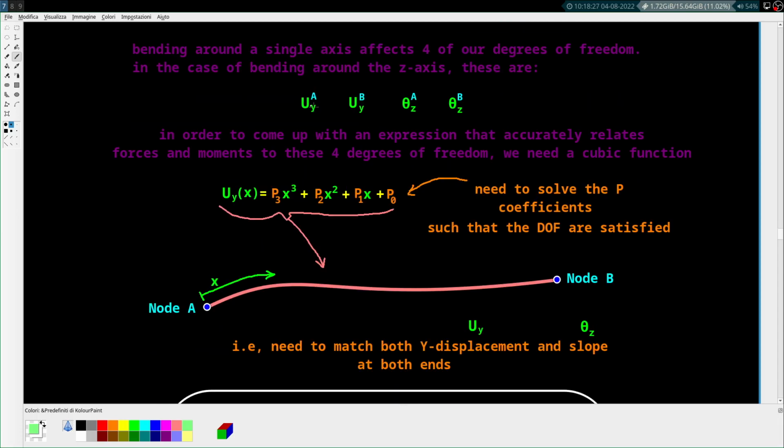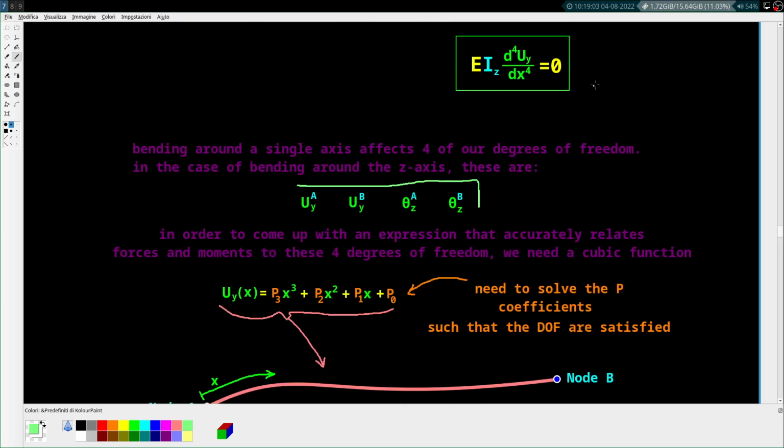And so we have to satisfy these 4 degrees of freedom, that is uy and theta z at both nodes. And to go with that, there's 4 of them, we need a cubic function. A line can pass through 2 points, a quadratic can pass through 3 points, satisfy 3 conditions, but a cubic is required to satisfy 4 conditions. So we need 4 parameters here, p3, p2, p1, and p0. And we have to solve for the p coefficients such that all of our degrees of freedom are satisfied in this equation here, when we compute this out.